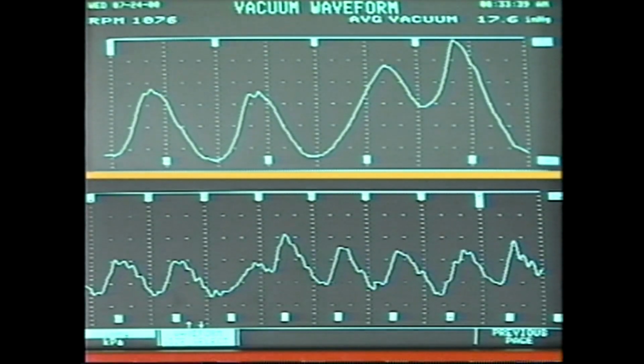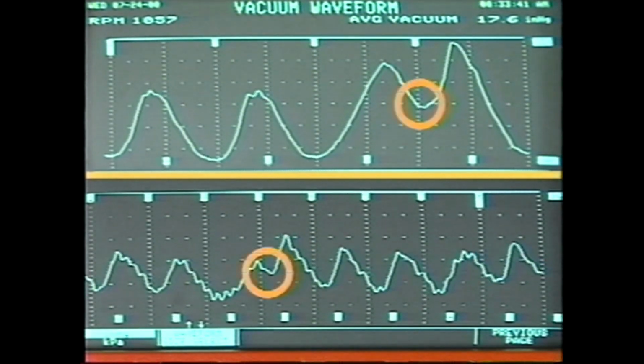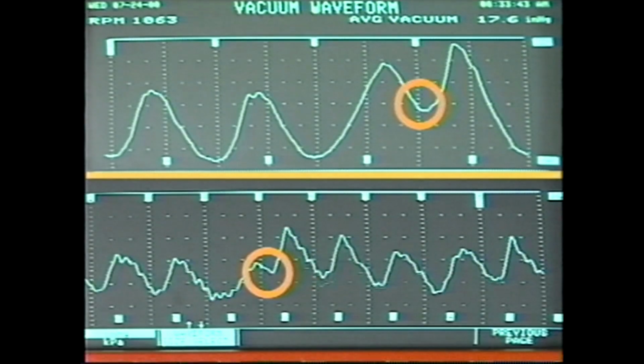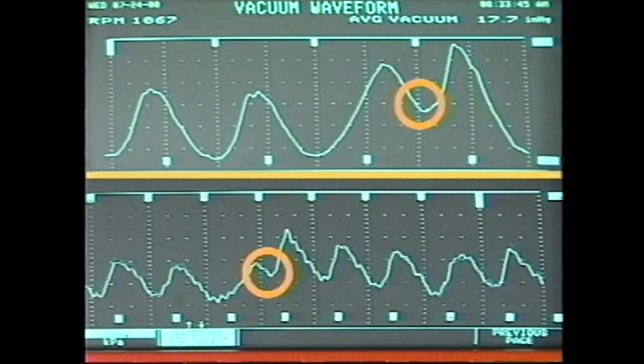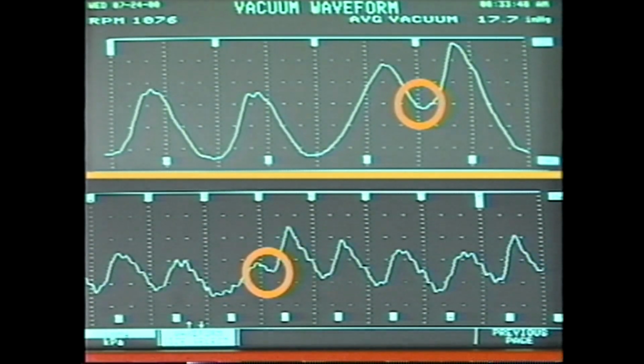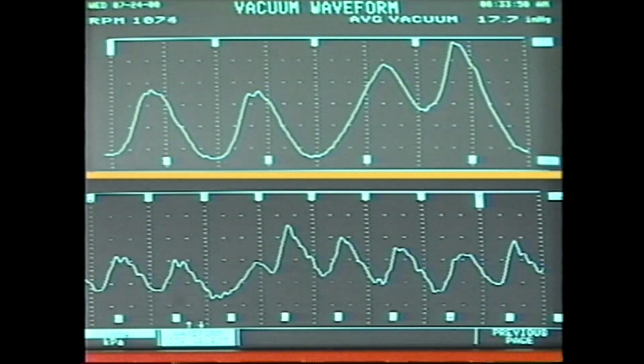Here, excessive intake valve lash causes the delayed peak and short descending slope. This effect could also be caused by a bent pushrod.